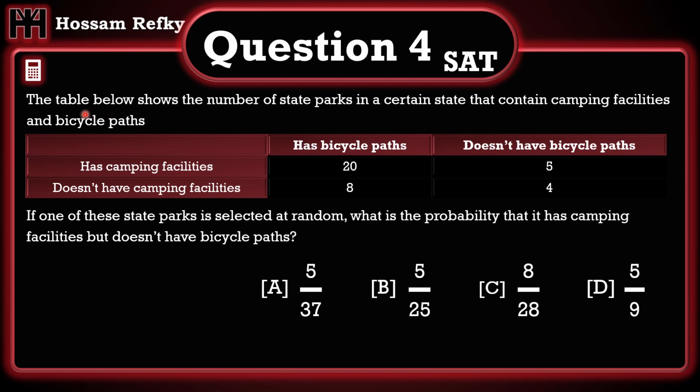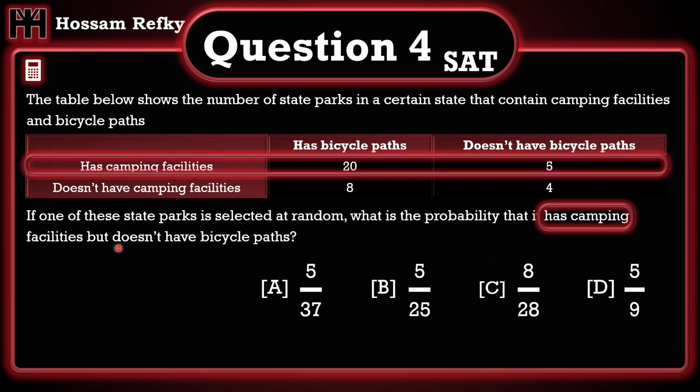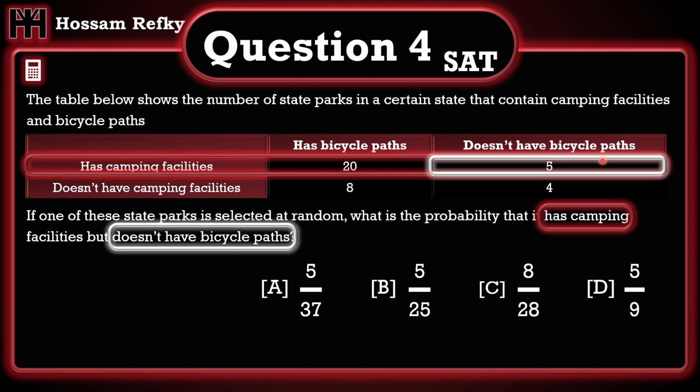Question 4. The table below shows the number of state parks in a certain state that contain camping facilities and bicycle paths. If one of those state parks is selected at random, what is the probability that it has camping facilities but doesn't have bicycle paths? First they want it with camping facilities, so this one, and they say it doesn't have bicycle paths, so it's this one, so it's 5.